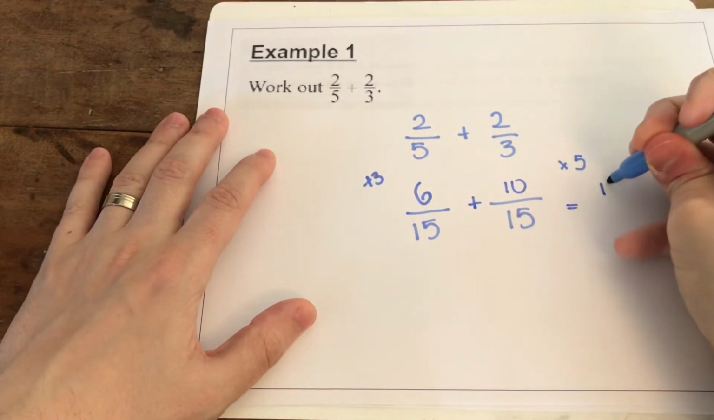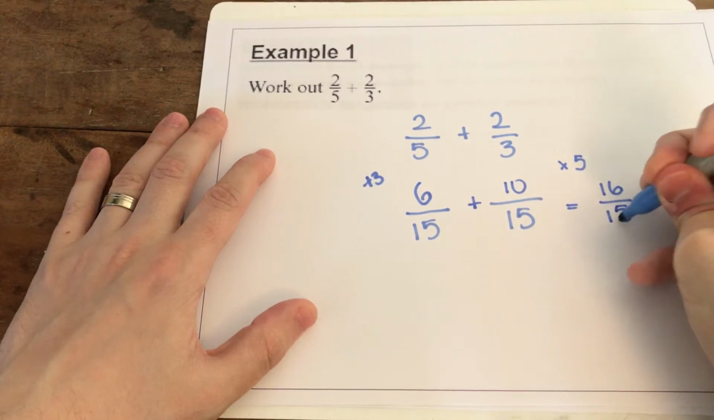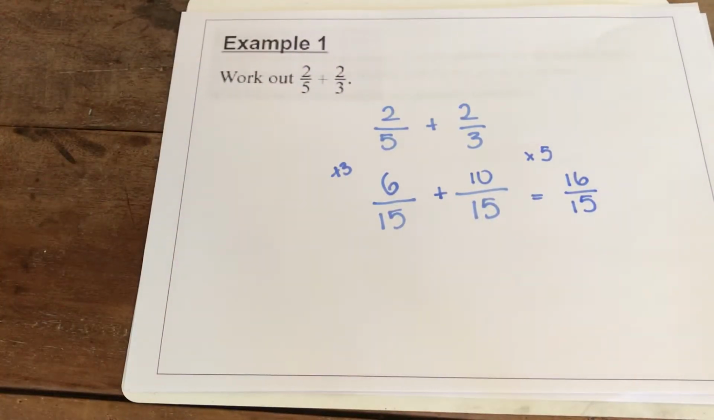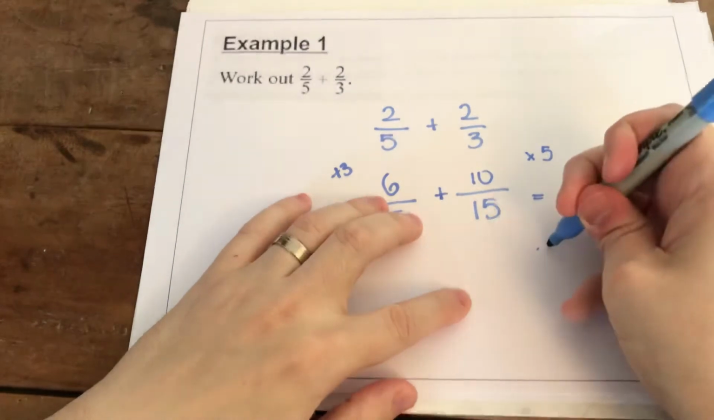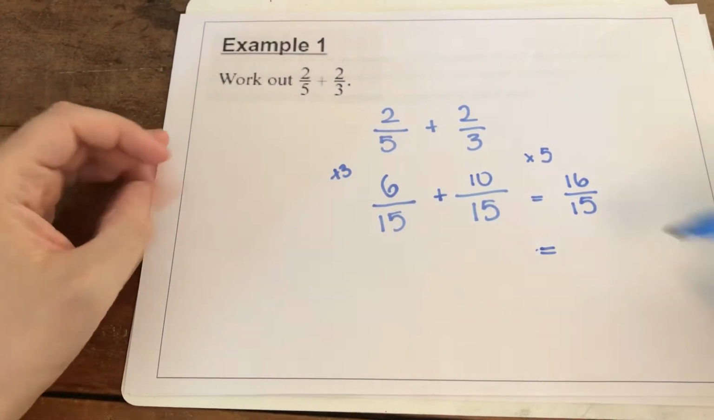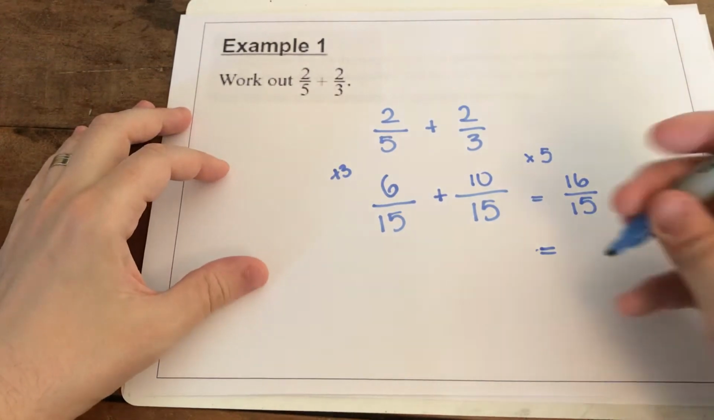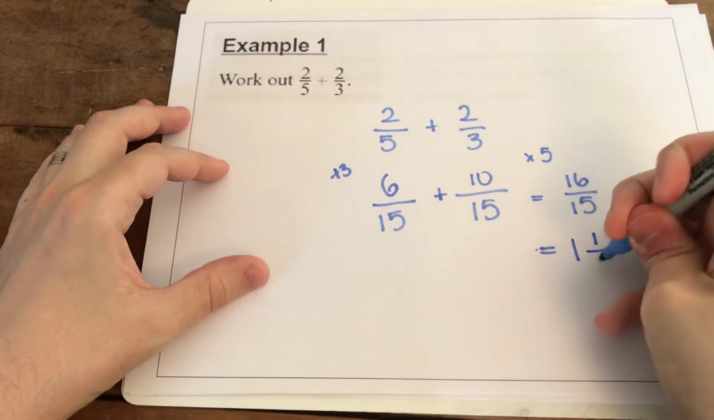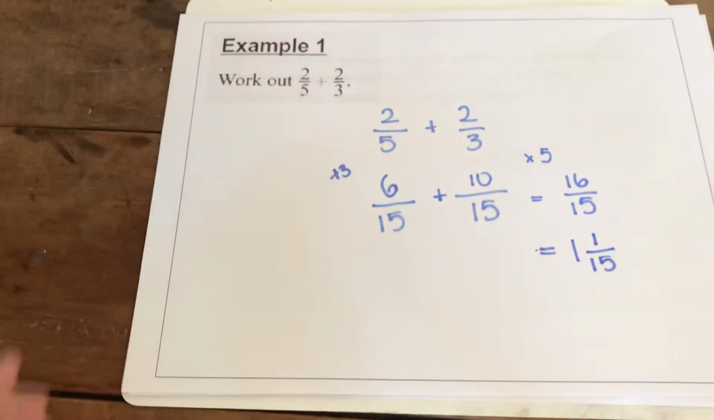Once we get to this point we add our numerators and that gives us 16 over 15. We then want to simplify this and turn it back into a mixed number. So we say how many 15s go into 16? It goes in once with one remainder, so it becomes 1 and 1/15.